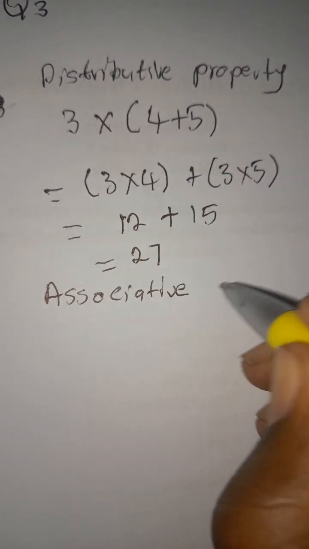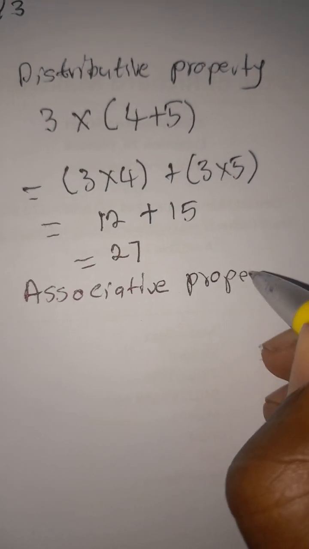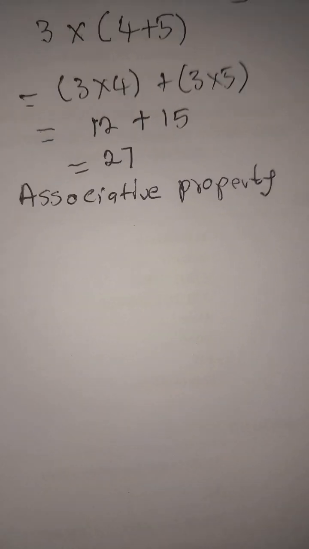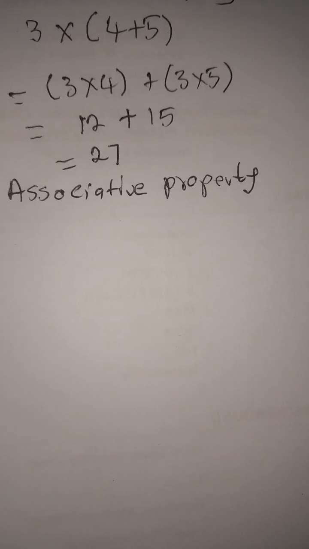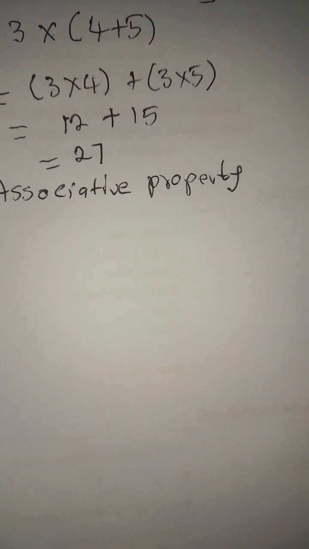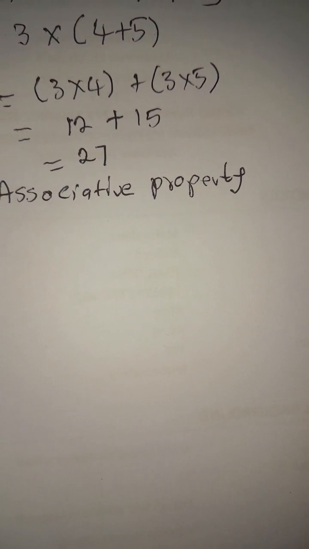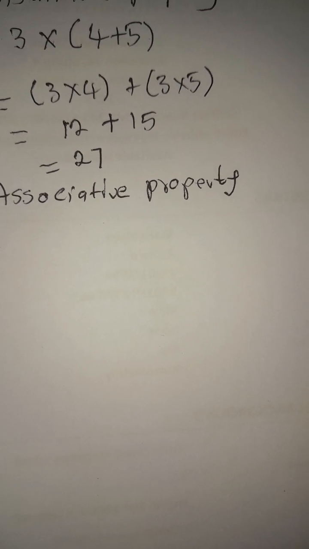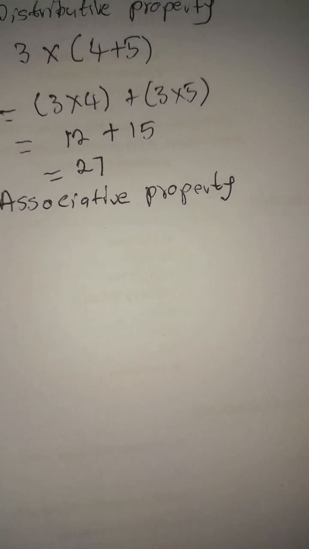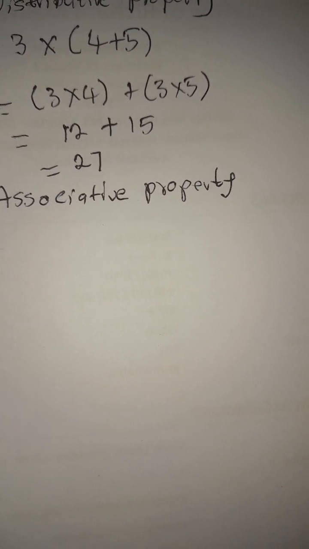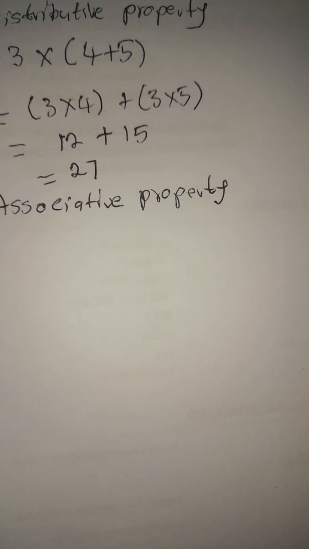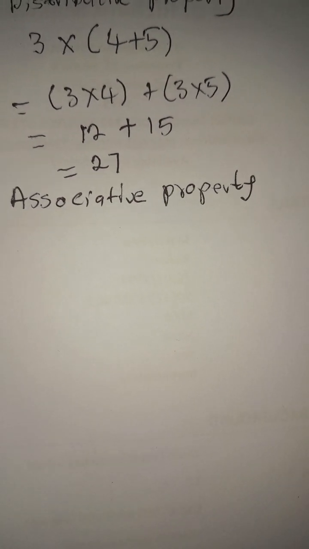So let's talk about the associative property. I hope you will note what I'm going to tell you here. The associative property states that the way in which numbers are grouped in addition or multiplication does not change the sum or product. I hope you understand, you are noting that.